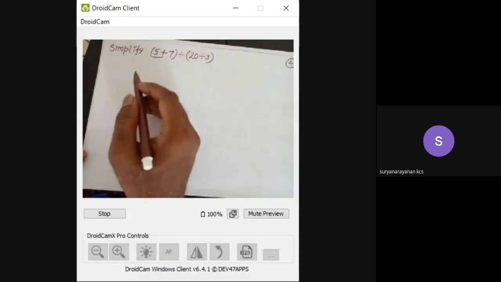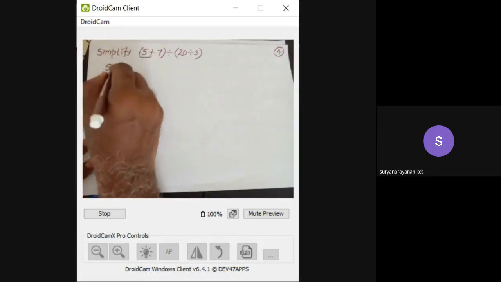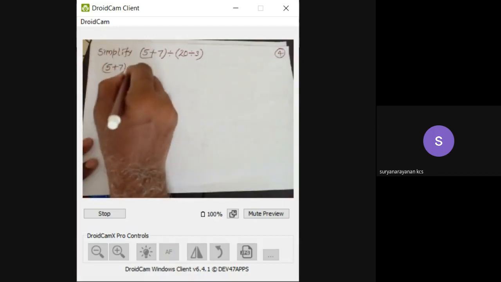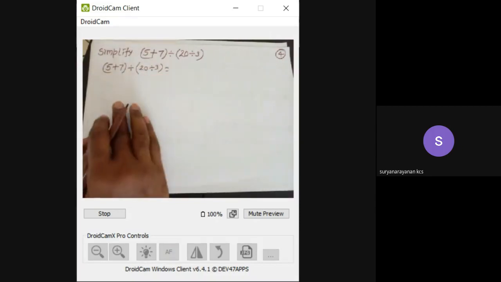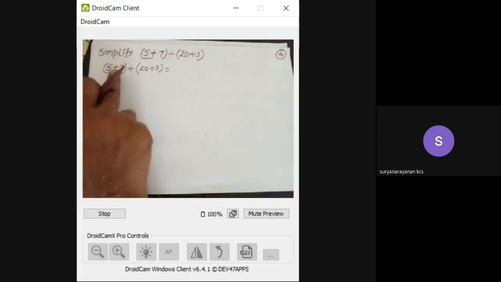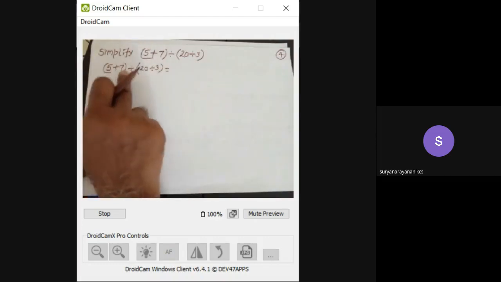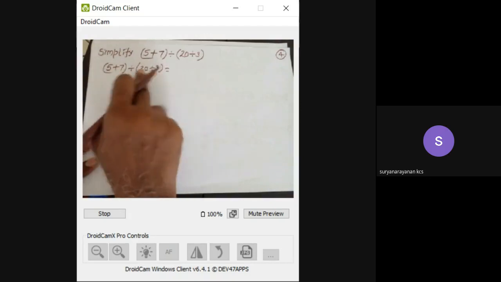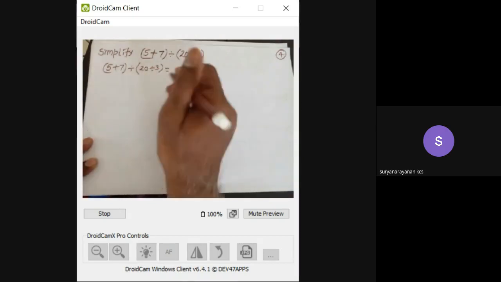See here, my dear children. All of you watch this screen. 5 plus 7 divided by 20 divided by 3. Previously, we have discussed this point. First, we have to simplify the numbers which are written in the brackets. So here, small brackets are given. Here also, small brackets are given. Within these small brackets, 2 numbers are given. Within these small brackets also, 2 numbers are given. Yes, Bibina, 9 by 5.